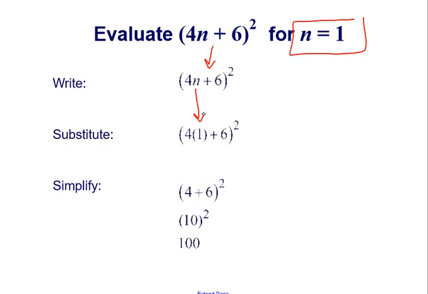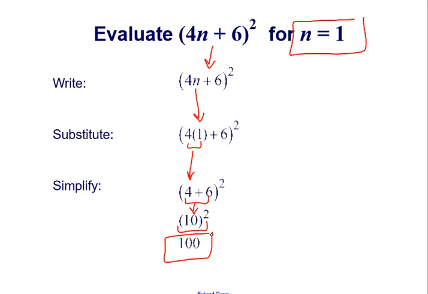So now we need to simplify for step 3 using our order of operations. So we're multiplying 4 times 1 to get 4. We then do 4 plus 6 to get 10. And then 10 squared is finally our answer of 100. So when you make the substitution into the expression for n equals 1, the value is 100.